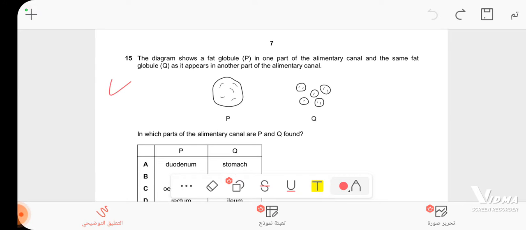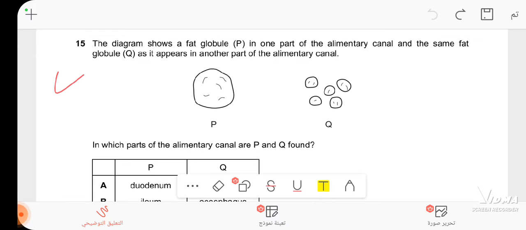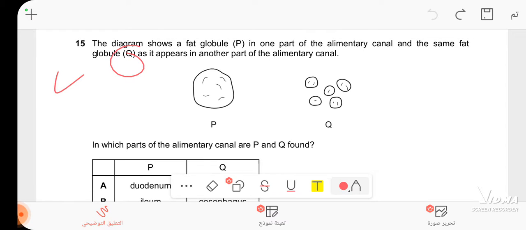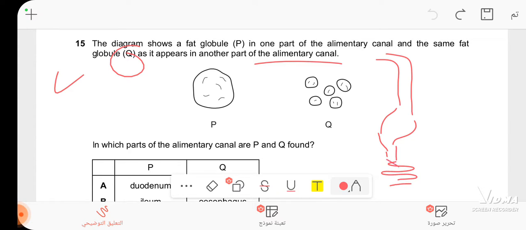Question number 15. The diagram shows a fat globule P in one part of the alimentary canal, and the same fat globule Q. So we have two fat molecules. They appear in another part of the alimentary canal. As you know, the alimentary canal starts like that: mouth, esophagus, and then stomach, and after stomach there is the duodenum, and after the duodenum there is the small intestine.